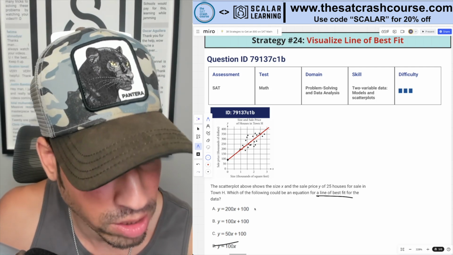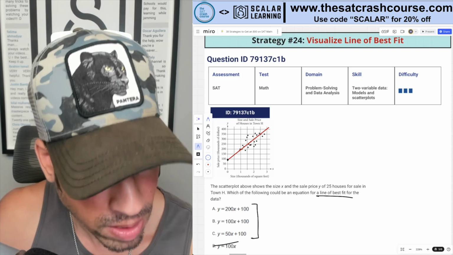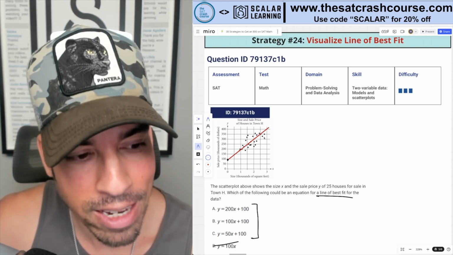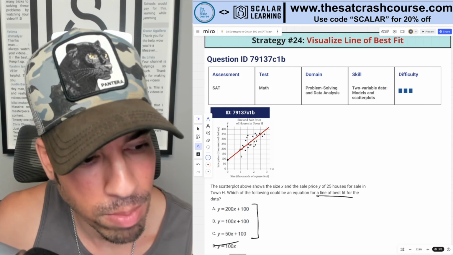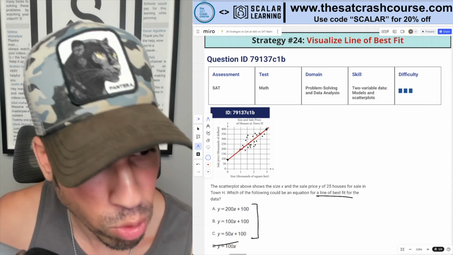D has no y-intercept. Now it's one of these 3. And what's different about all of them is they all have different slopes. It's either 200, 100, or 500. So again, the way that I'm going to look at this is I'm going to choose 2 points and just calculate the slope from my purported line of best fit.